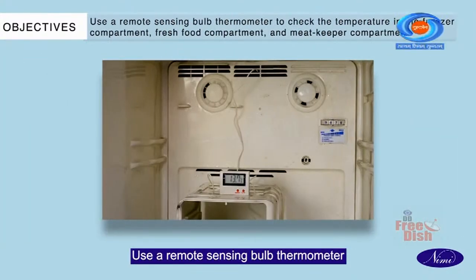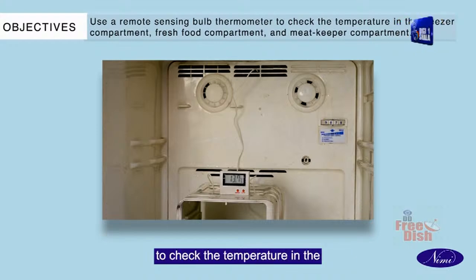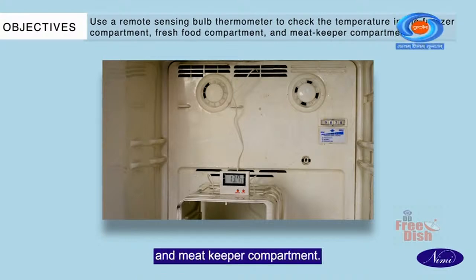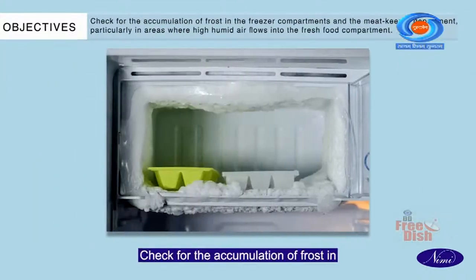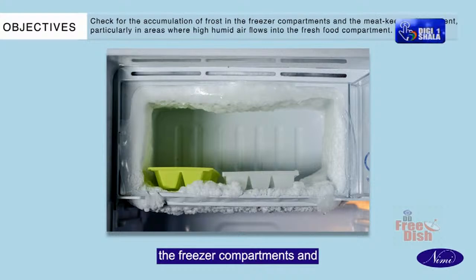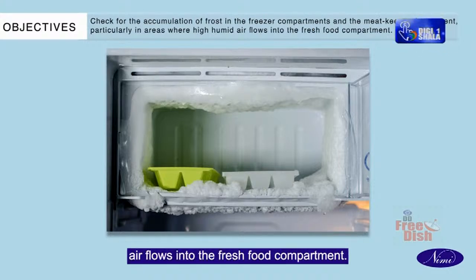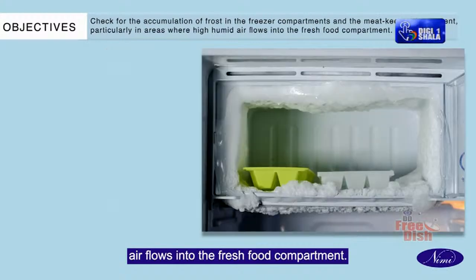Use a remote sensing bulb thermometer to check the temperature in the freezer compartment, fresh food compartment, and meat keeper compartment. Check for the accumulation of frost in the freezer compartments and the meat keeper department, particularly in areas where high humid air flows into the fresh food compartment.